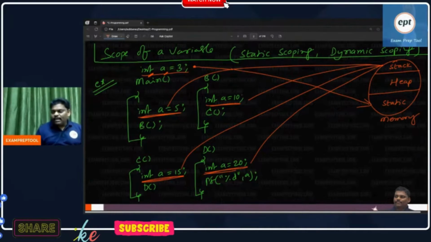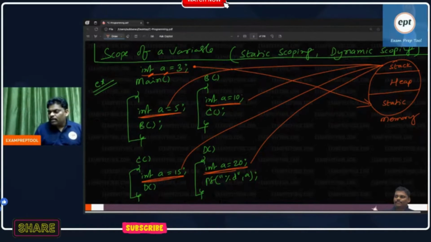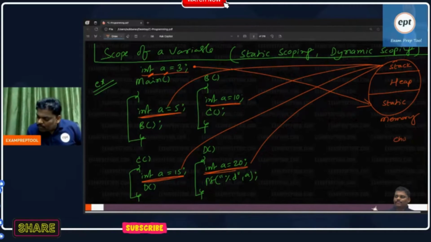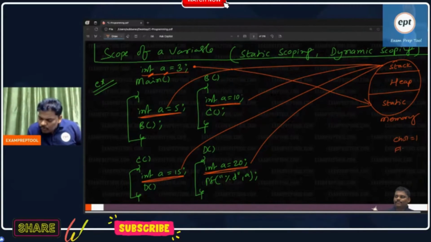So again I'm asking you, purpose of declaration: creating memory. Some people ask, sir, creating memory means how many bytes, sir? That is the reason data type is required. Integer means 2 bytes. Character means 1 byte. Float is 4 bytes. Let me write here: char 1 byte, float 4 bytes, int 2 bytes.